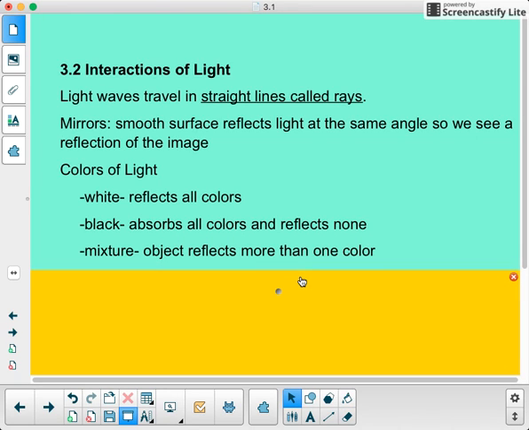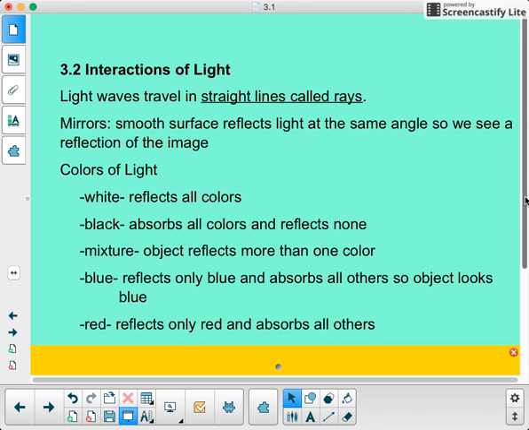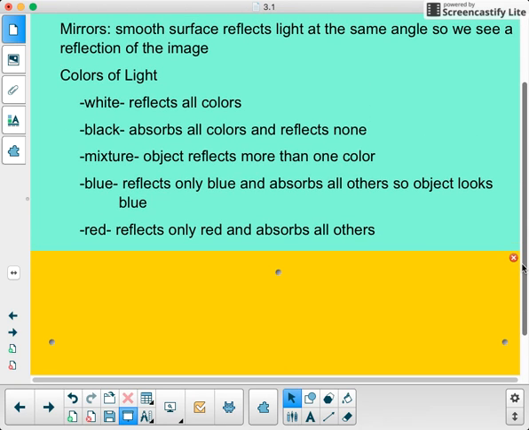If you see an object that's a mixture of colors, if it's not one of those 7 on the spectrum, then it's reflecting more than one color back to your eyes. Something that's blue reflects only the blue wavelength of light, and it absorbs all of the others, and that's why you see that object as blue. If it's red, it reflects only red wavelengths of light, and it absorbs all of the others. So you see it as red because that's what's reflected back to your eyes.